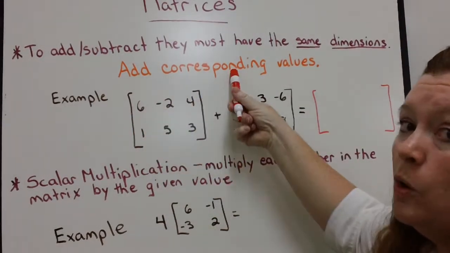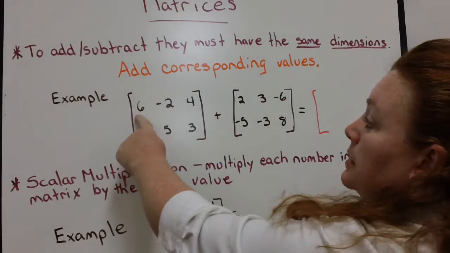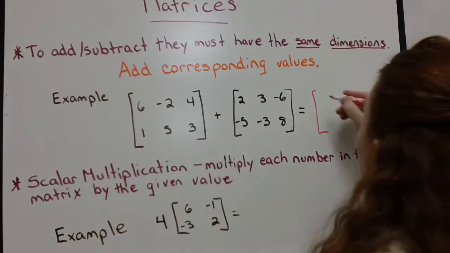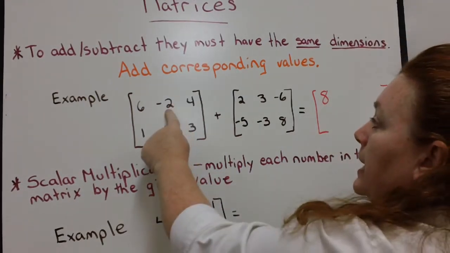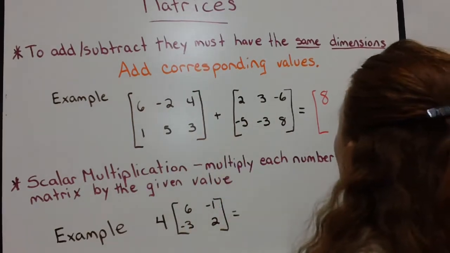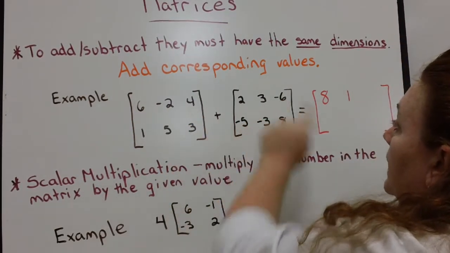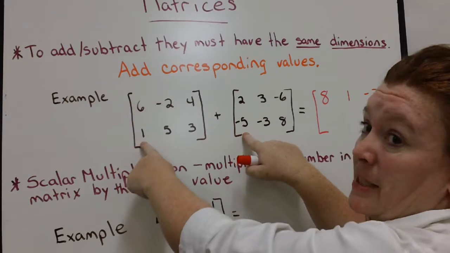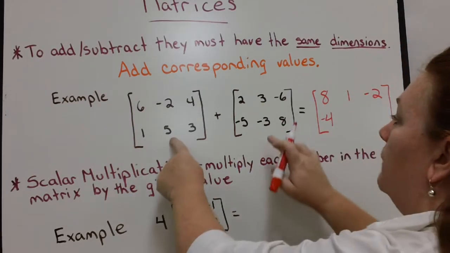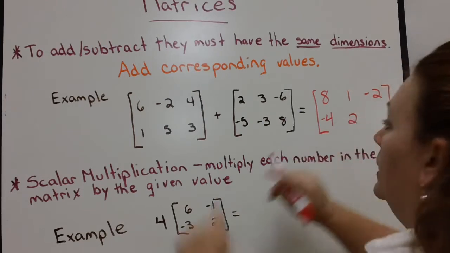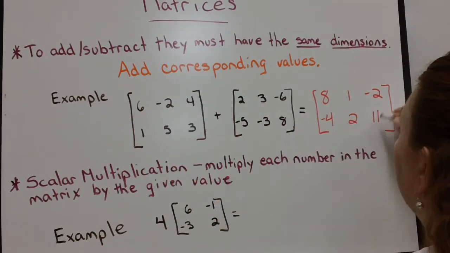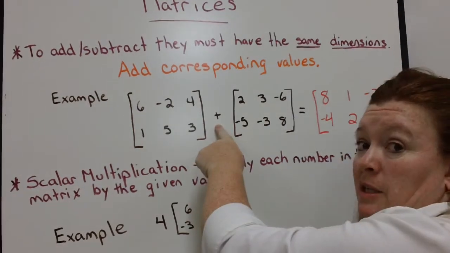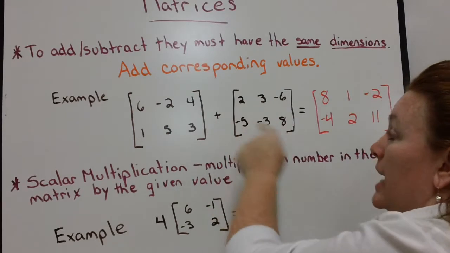And I'm going to add corresponding values. 6 matches or is corresponding with the 2. So add them together. 6 plus 2 is 8. Negative 2 plus 3 is 1. 4 plus negative 6 is negative 2. 1 plus negative 5 is negative 4. 5 plus negative 3 is 2. And 3 plus 8 is 11. And that's how you add or subtract. Be very careful if it is a subtraction. The minus sign goes to each and every value.